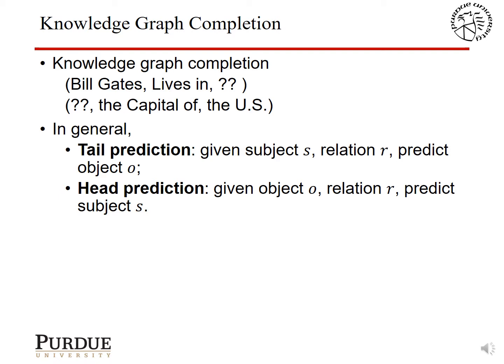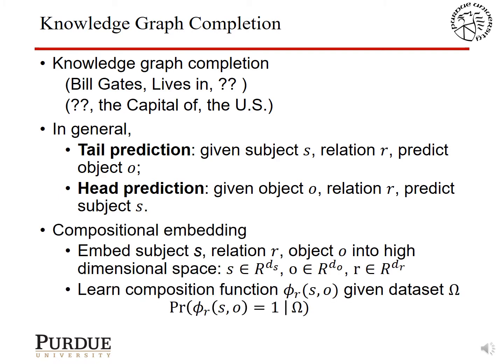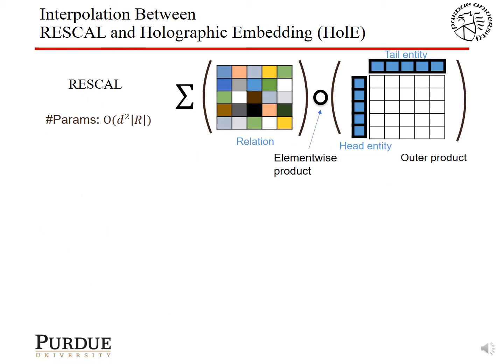We solve knowledge graph compilation task using compositional embedding, which we embed subject S, relation R, and object O into high-dimensional space. We then learn a composition function phi that models the probability distribution of seeing a particular subject, relation, and object tuple. There are classical approaches for knowledge compilation.